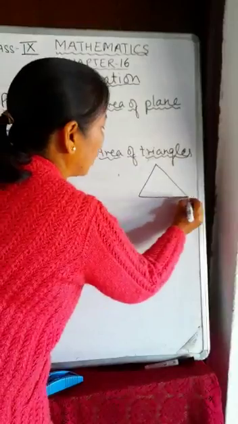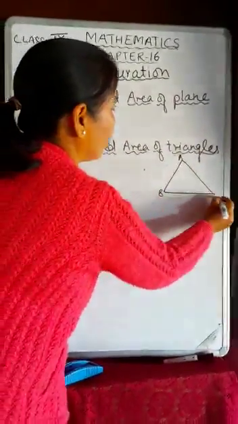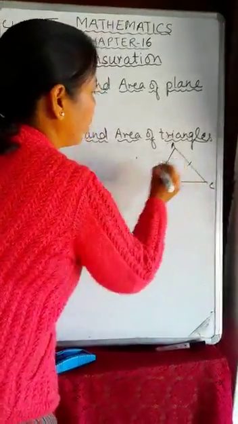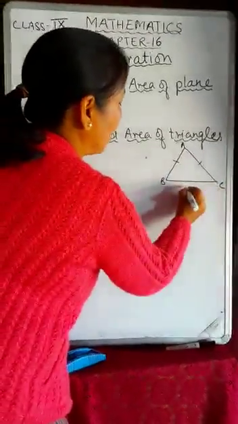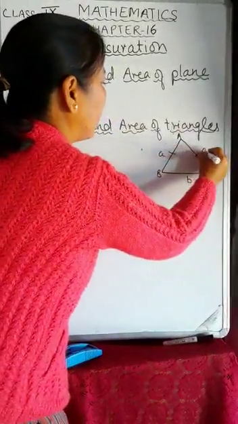Suppose this is the triangle in which AB is equal to AC. These two sides are equal, and this is the base. The base will be taken as small b and the other two sides will be taken as small a.